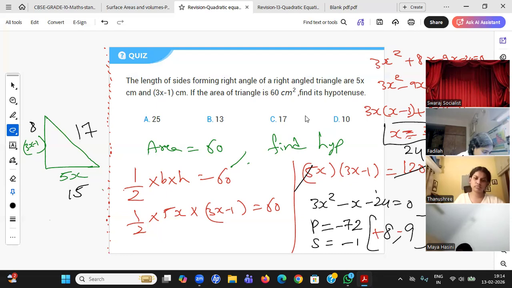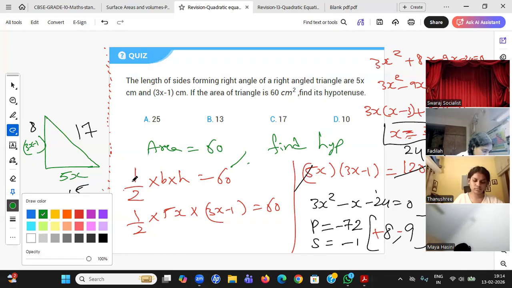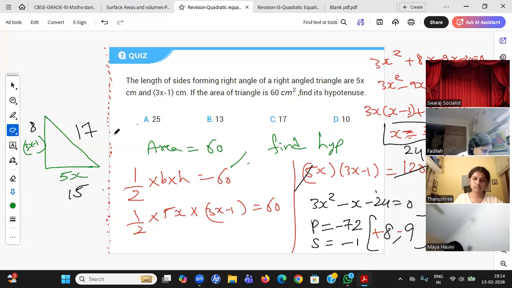Yes, Narendran right, Harshini right, Fadila right. Shrugal, did you understand this one? Yes, sir. Also 17 is the only number higher than 8 and 15. Yes. But 25 is also there. 25 is also there.